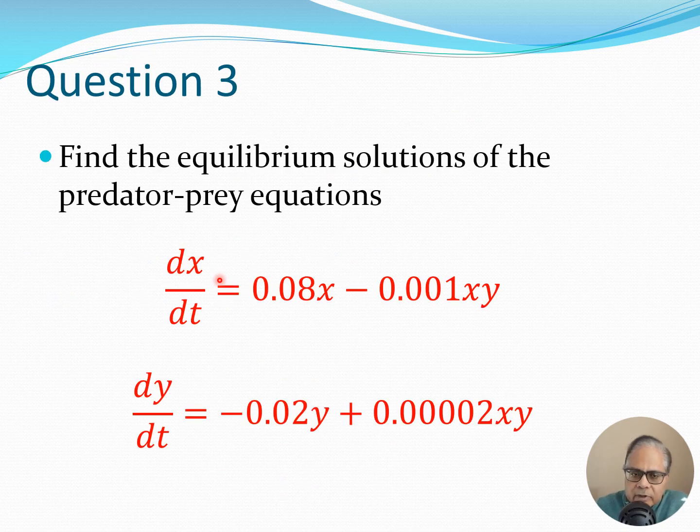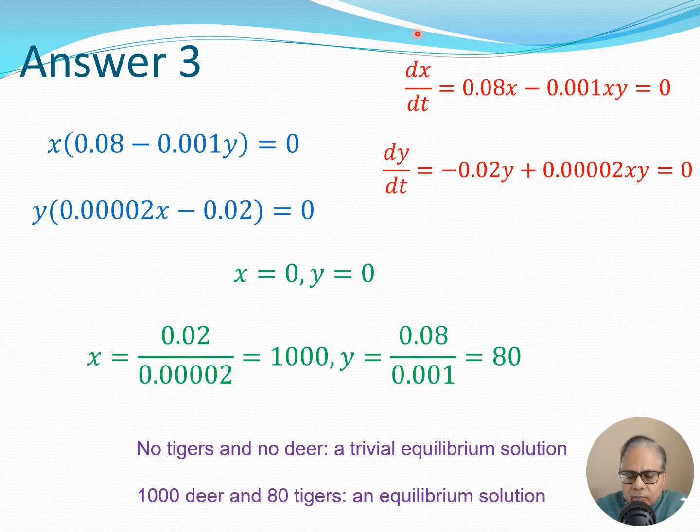So let's put some numbers on this equation to get some typical values. So here the question is find the equilibrium solutions of the predator-prey equations given by these two equations here, and now we have got some numerical values here. So 0.08, minus 0.001, minus 0.02 and 0.402 here. So let's try to find the equilibrium solution for this system. Now, of course, you know from our previous problem that you have to simply set the derivatives dx by dt and dy by dt to 0 to find the equilibrium solutions.